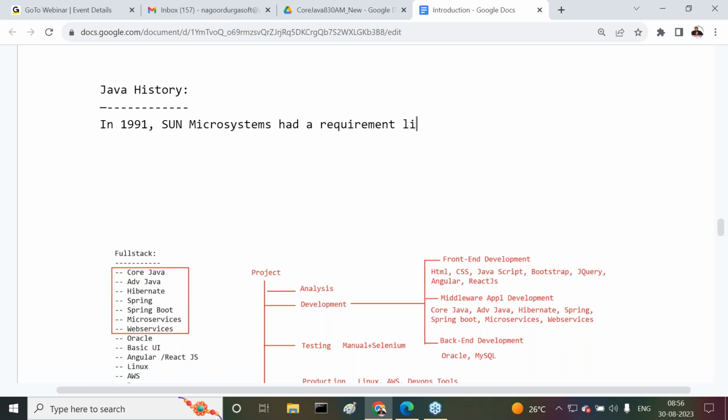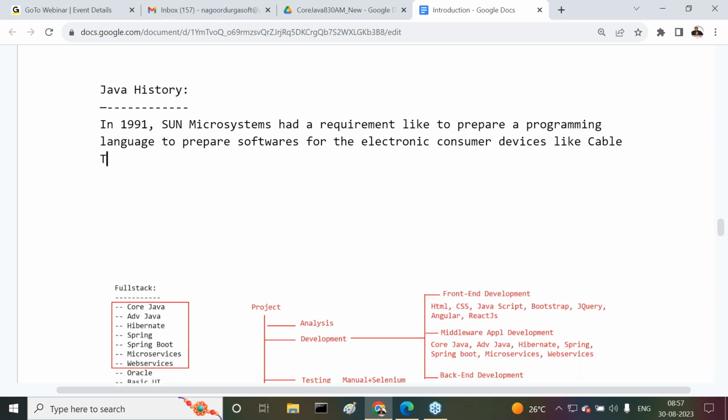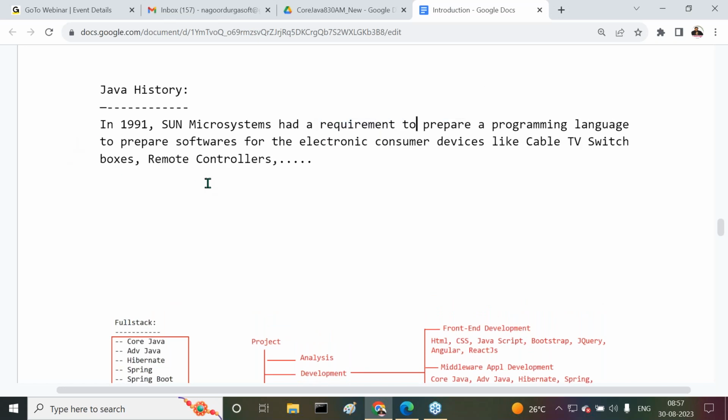to prepare a new programming language to prepare software for electronic consumer devices like cable TV switch boxes, remote controllers, and so on. Come again, what's the point I said to you? In 1991, Sun Microsystems had a requirement to prepare a programming language to prepare software for electronic consumer devices like cable TV switch boxes, remote controllers, and so on. This is the initial requirement of Sun Microsystems in 1991.